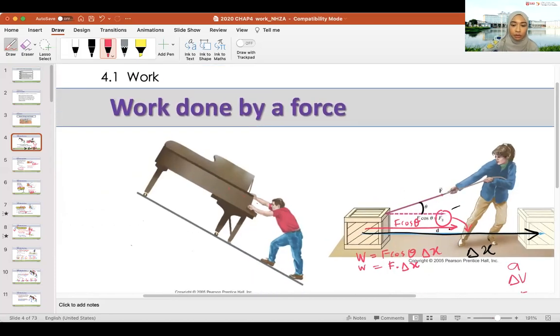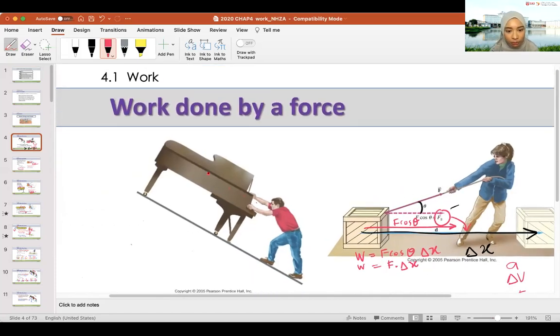Okay, let's look at this piano now. So let me draw my free body diagram. I have mg going down. I have a pushing force by this guy, so it's going this way, F. And the displacement of this piano, assuming that this person can push it, he's strong, so the displacement is also this way. This is delta x. The pushing force, I'm going to label this as Fp. The pushing force is parallel to delta x.